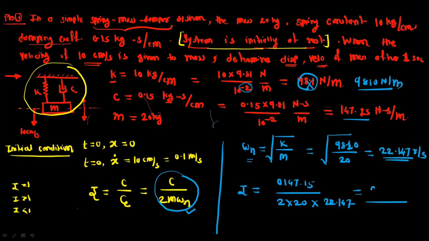So you can check the answer. This is 0.166. So this answer, 0.166 for zeta, is less than 1. That means the given system is an underdamped system.